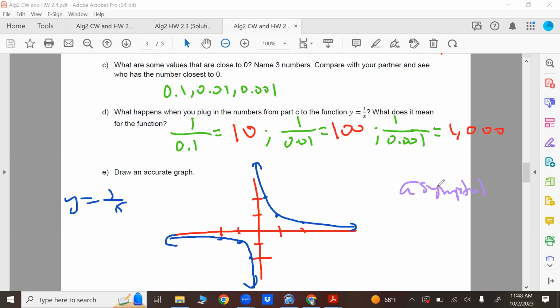Okay, that's hard to read. Sorry about that. I don't know why I go with purple. Here we go.